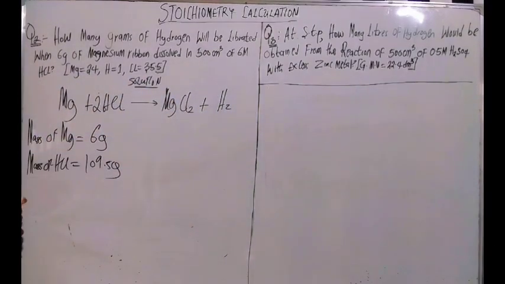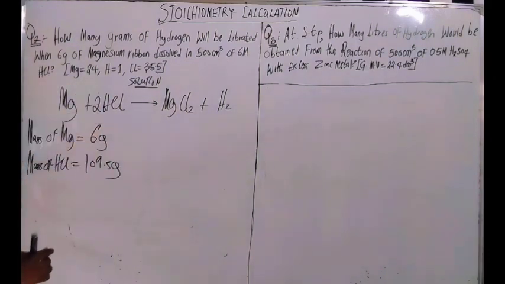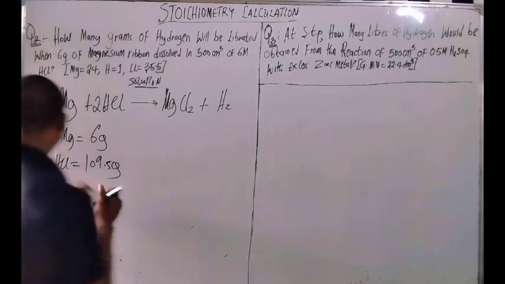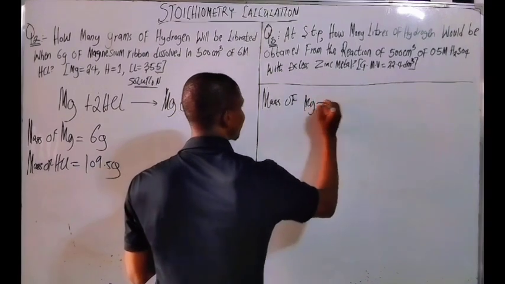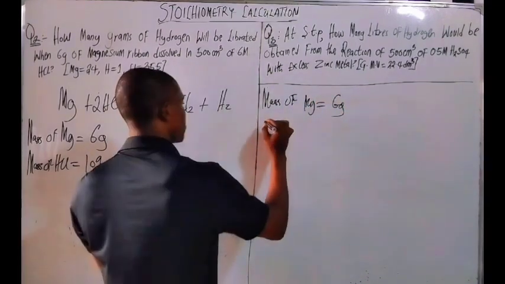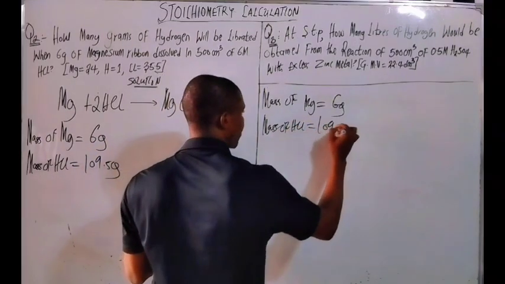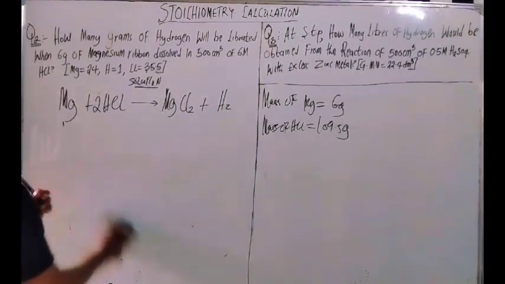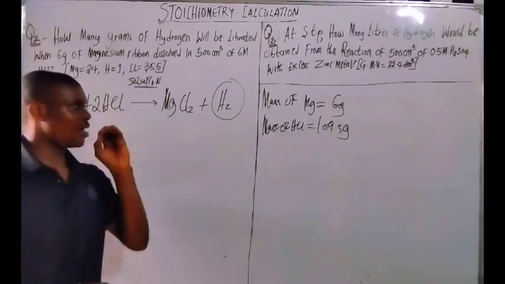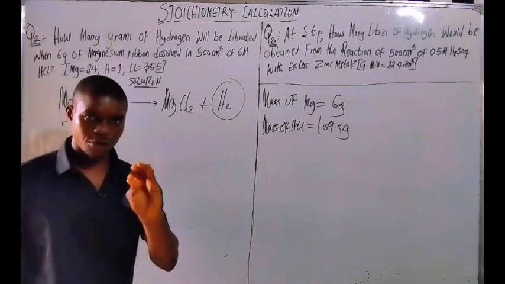The next thing we want to do here is to write the balanced mass and balanced mole. Mass of magnesium is equal to 6 grams. Then mass of HCl is equal to 109.5. Now let me remove this one here. So now let's start with the calculation. The idea is to calculate the mass of this one. So let's write our balanced mole, our balanced mass. Remember, they didn't say anything about volume, so we are going to ignore volume.